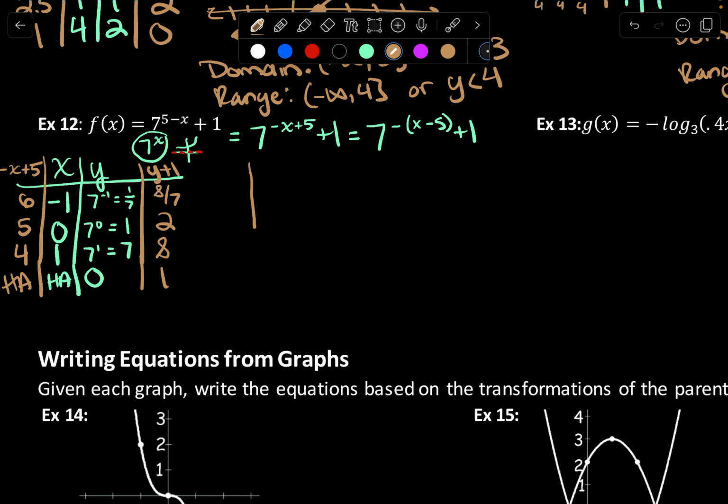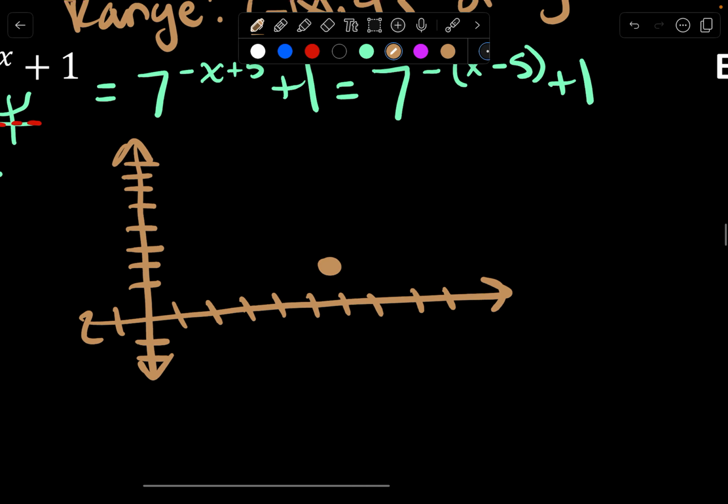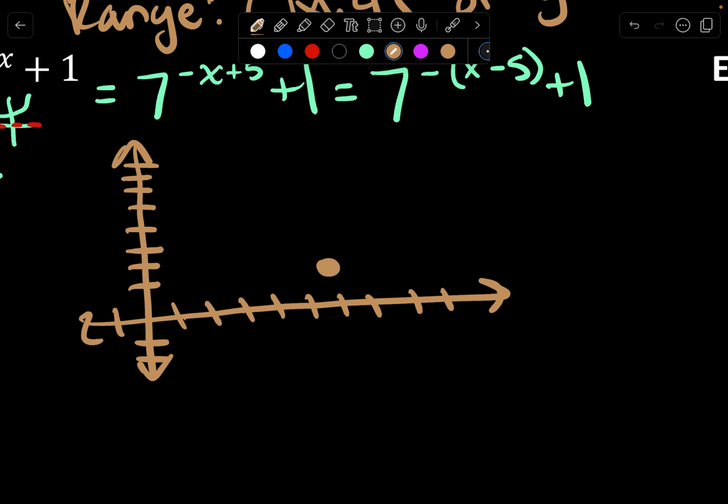All right, graphing this, we're a little bit further into the first quadrant. Okay, so at 6 we'll be at 8/7, or just above 1. 1, 2, 3, 4, 5, 6. And then at 5 we'll be at 2. So 1, 2, 3, 4, 5. And then at 4 we'll be at 8. So it's going up a little bit higher. And then we have our horizontal asymptote at 1.